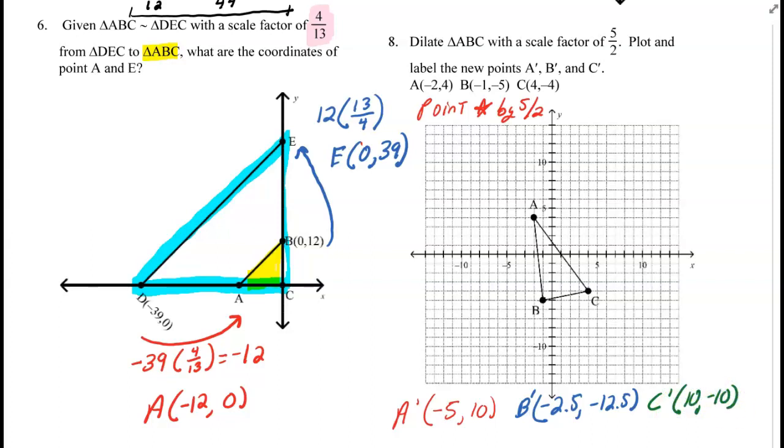And now I'm going to plot the points. Negative 5, 10. That's A prime. Point B, negative 2.5. And it's okay to have decimals. Negative 12.5. Looks like it's right there. I'll call that B prime. And then C is 10, negative 10. So there's C prime. And if I were to connect these points with a straight edge, and I don't have a straight edge, so feel free to draw this by freehand, that is the enlargement by a scale factor of 5/2.